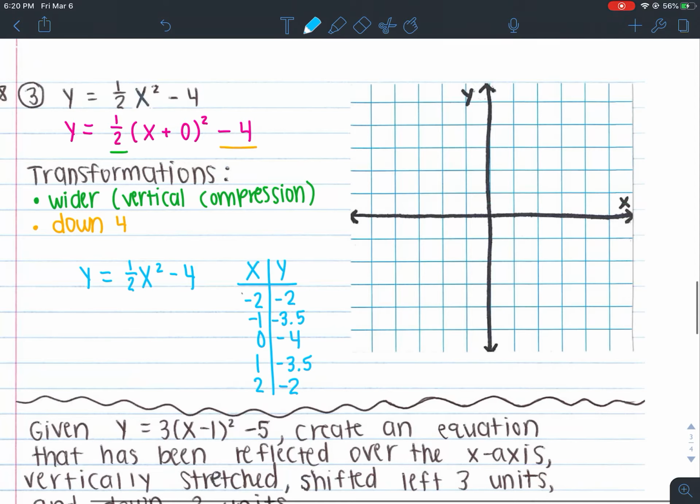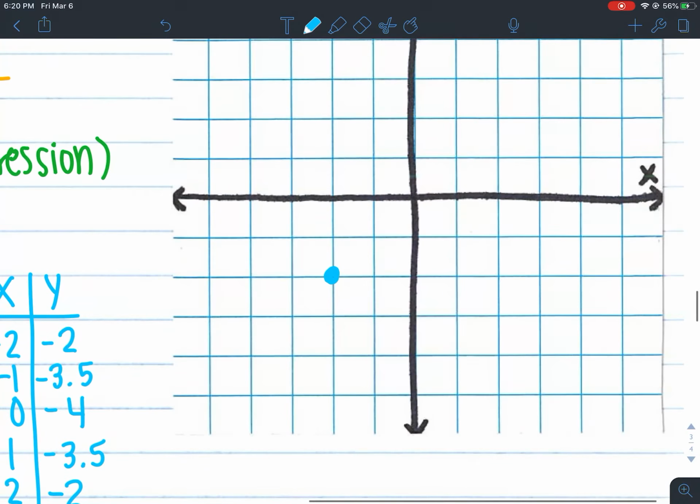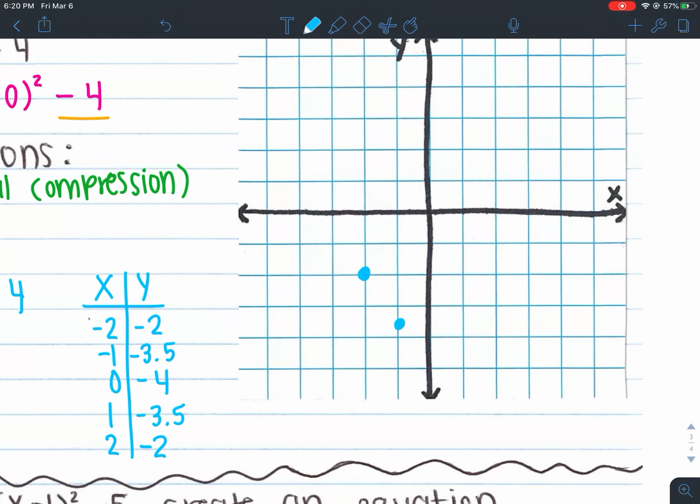Okay, so I'm going to plot all these points. -2, and then down 2. Now, -1, and then -3.5. So I'm going -1 to the left, and then I'm going to go down 1, 2, 3, and then go down 0.5. So I'm going to be here. Okay, so that's -3.5. And then I have 0, -4, and then I have 1, -3.5. So I'm going to go to the right one, and then go down 1, 2, 3, and then down 0.5. Because it's -3.5. And then I have 2, -2.